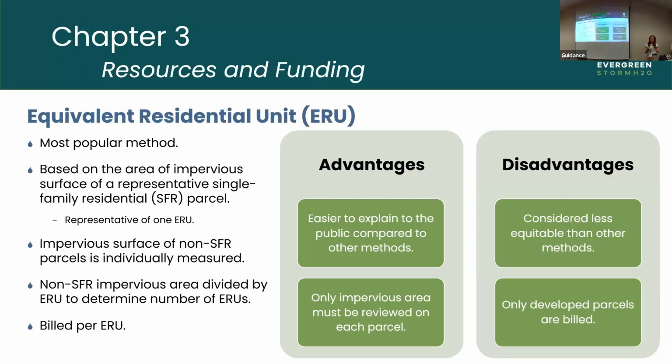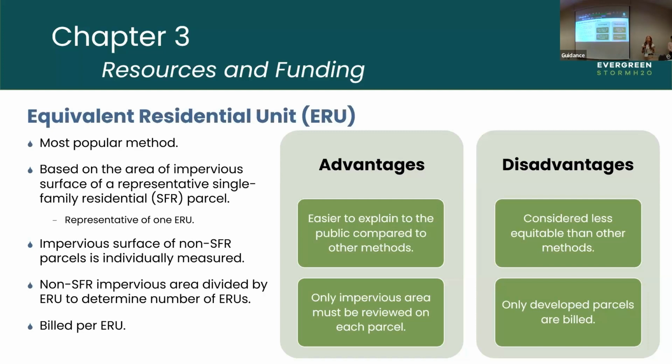That is generally determined by taking a large sample of the single family residential properties' impervious areas, which is usually averaged to figure out what that 1 ERU is going to look like. And it's billed at that 1 ERU rate that is set. Then for all of the non-single family residential properties, the impervious surface is calculated and divided by the impervious surface of the 1 ERU, and then you're billed at the equivalent ERUs that the property has.